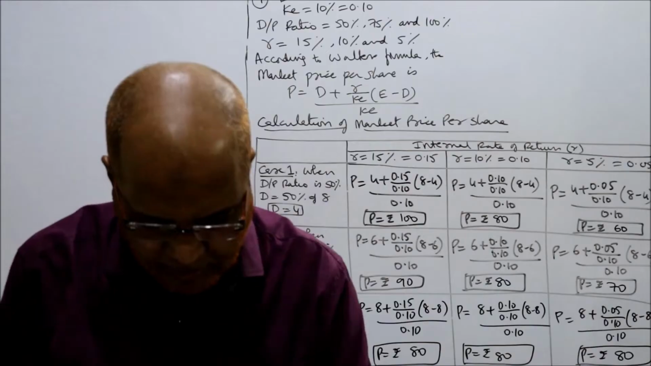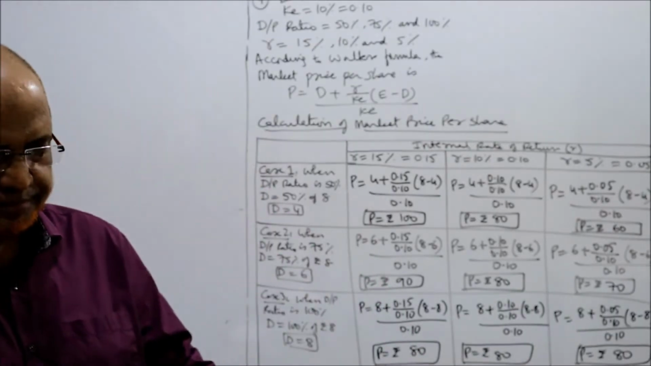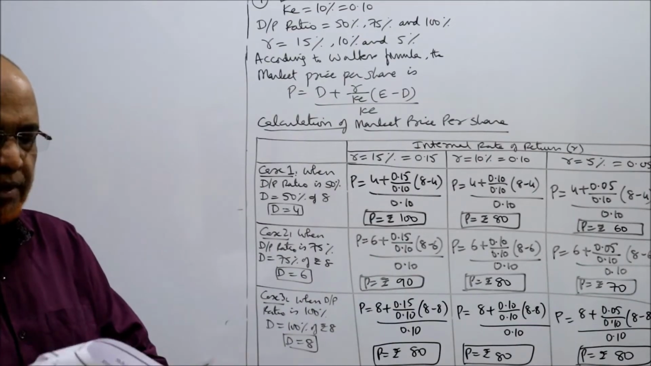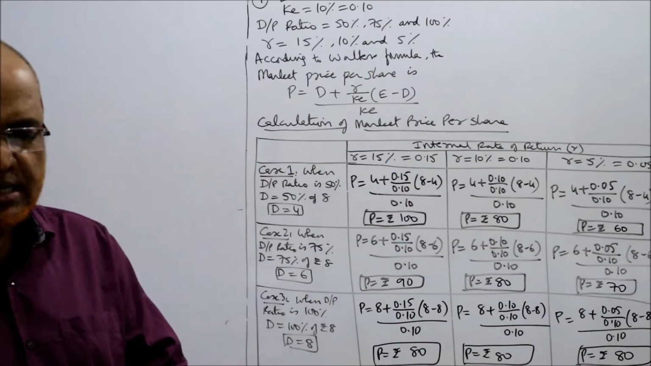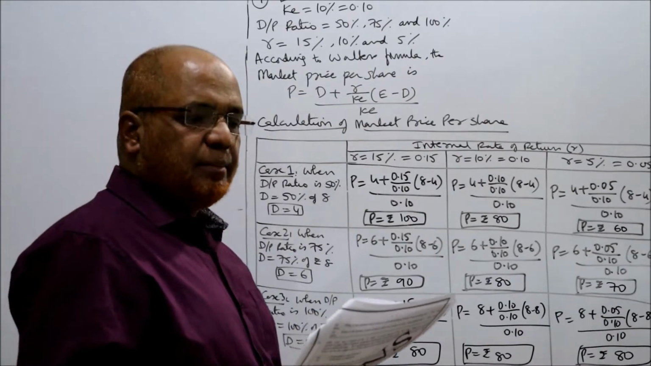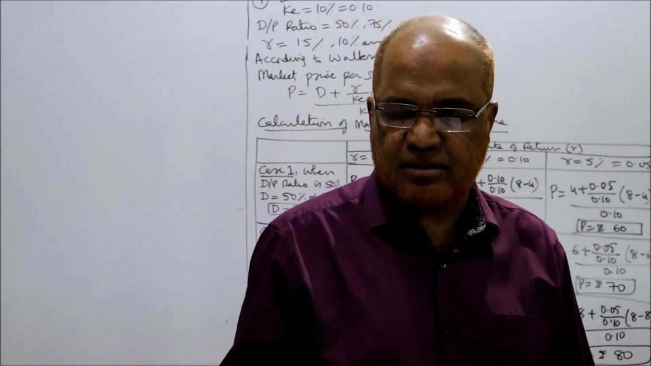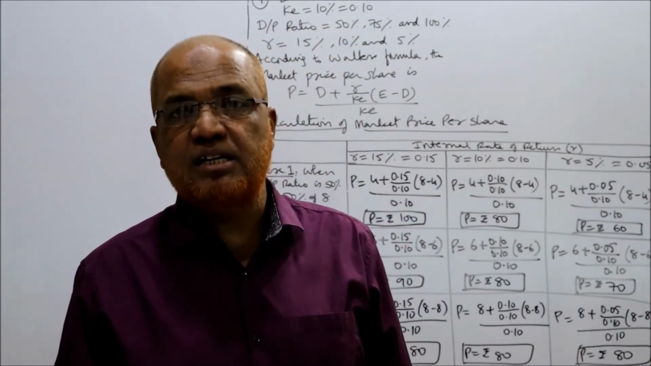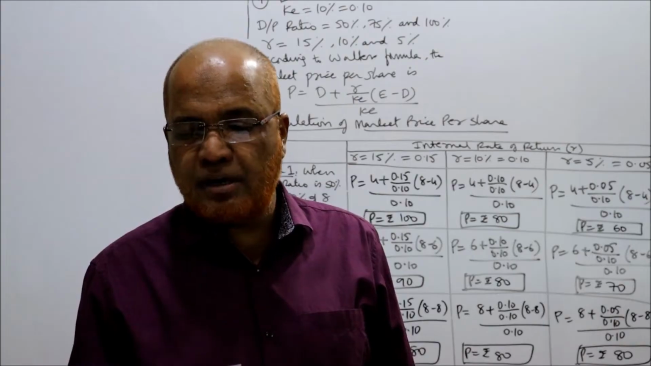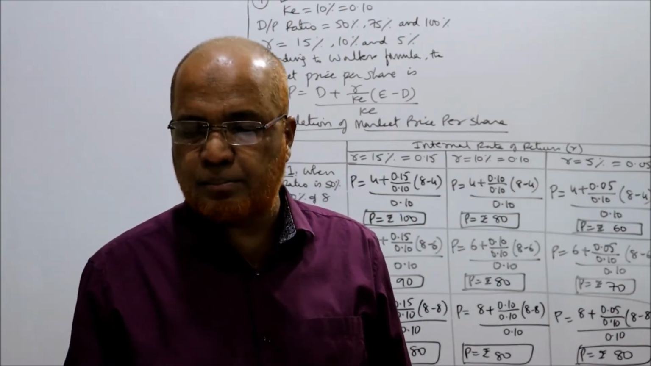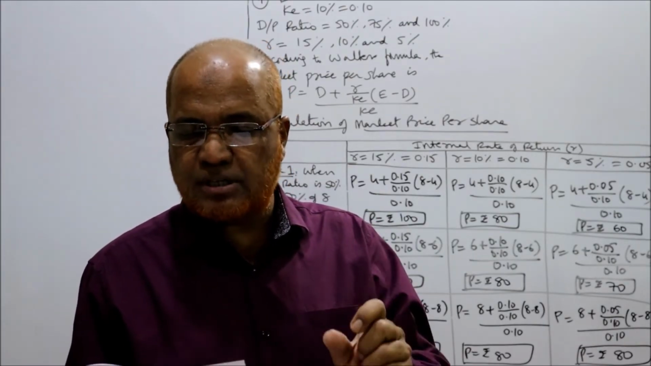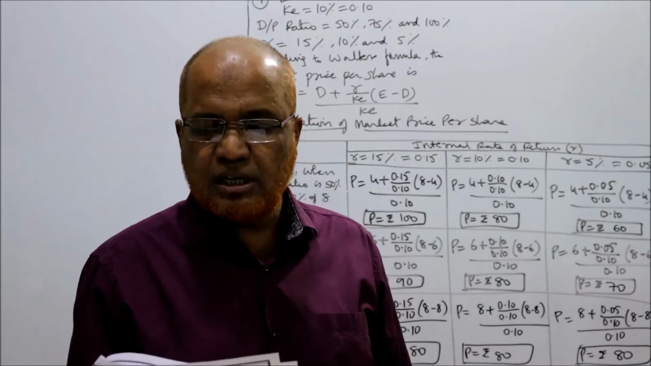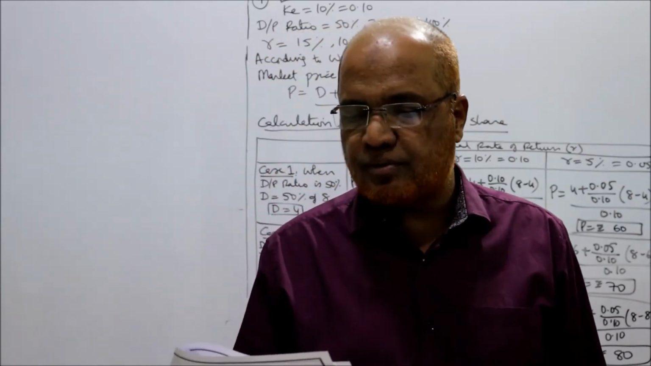Now, you can see the problem number 8. 8th problem. The following are the details regarding 3 companies, A Limited, B Limited and C Limited. A Limited, R is equal to 15% internal rate of return. B का R 5%, C R 10%. KE cost of capital 10%, 10%, 10%. E earning per share 8 rupees.